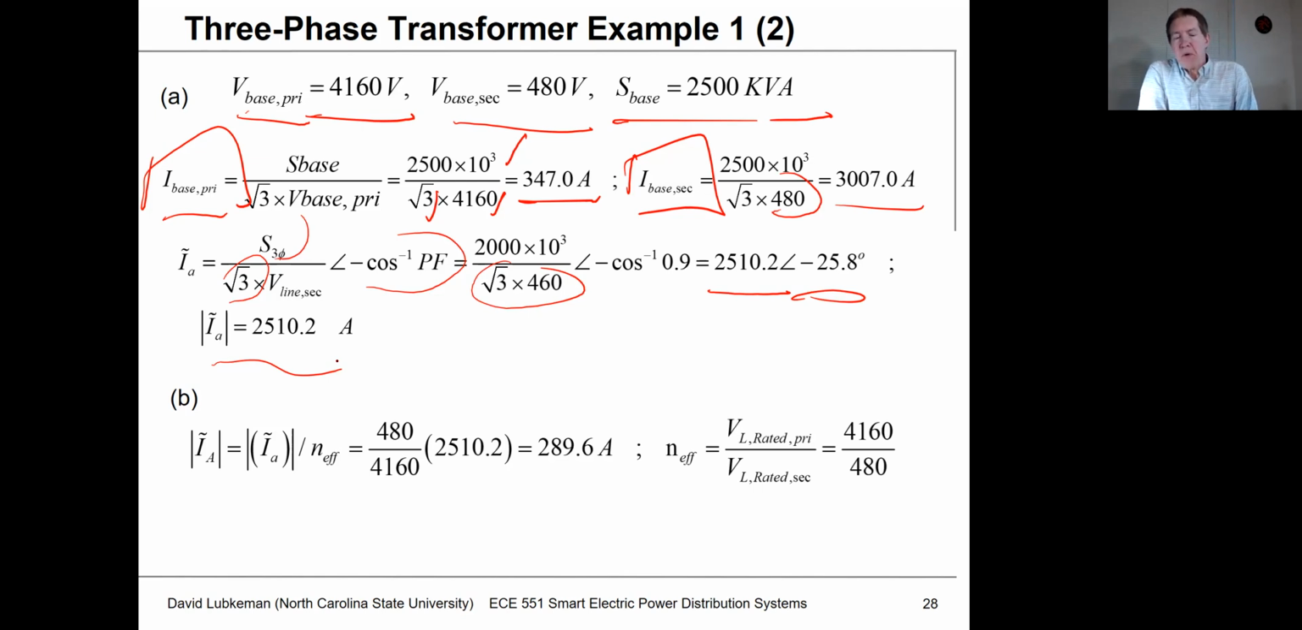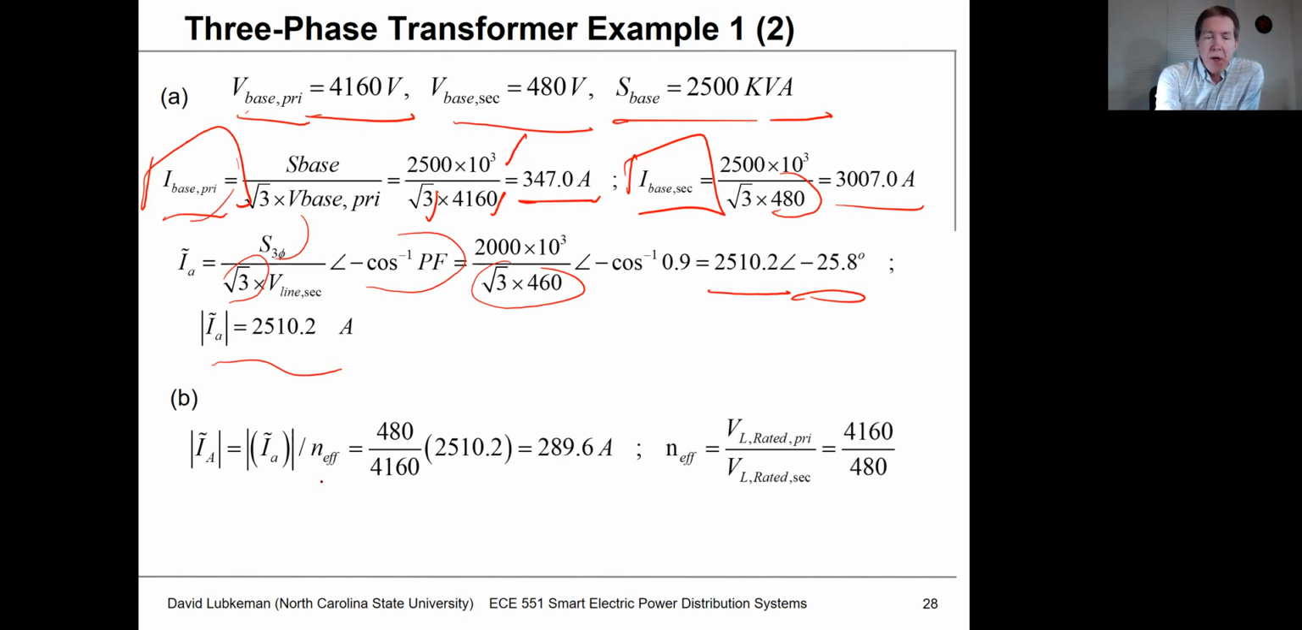Now, let's suppose I want to convert this over to the high side. How do I do this? One way you could do this is you could take this actual current, divide through by the base, get this in per unit, and since the primary and the secondary side per unit currents are the same, then you can multiply this by the base on the primary side, and that would be one way you can do it.